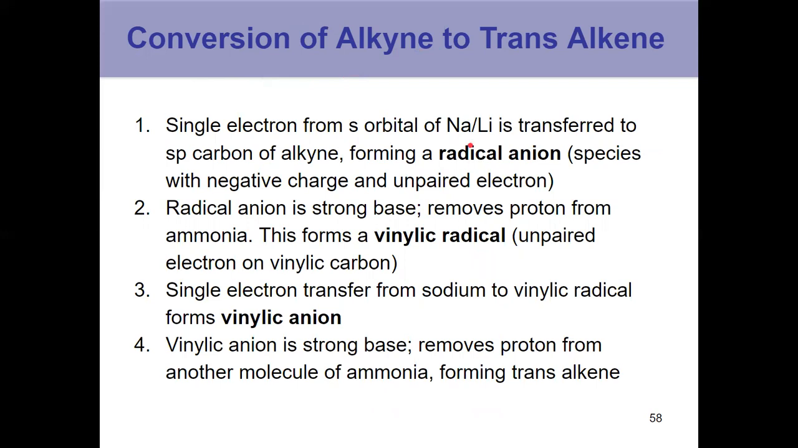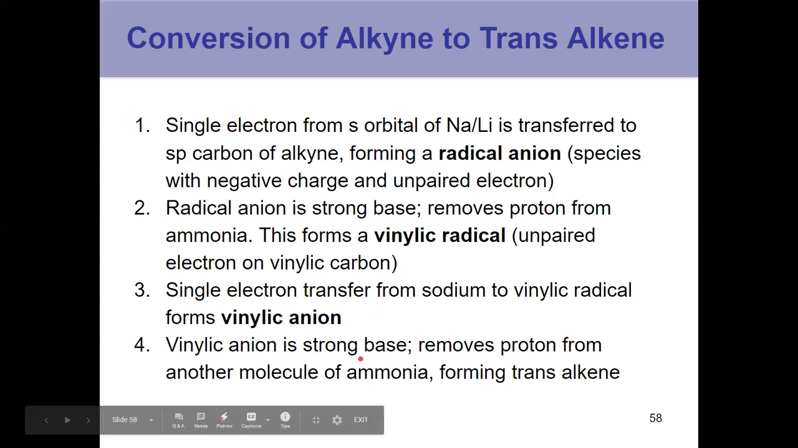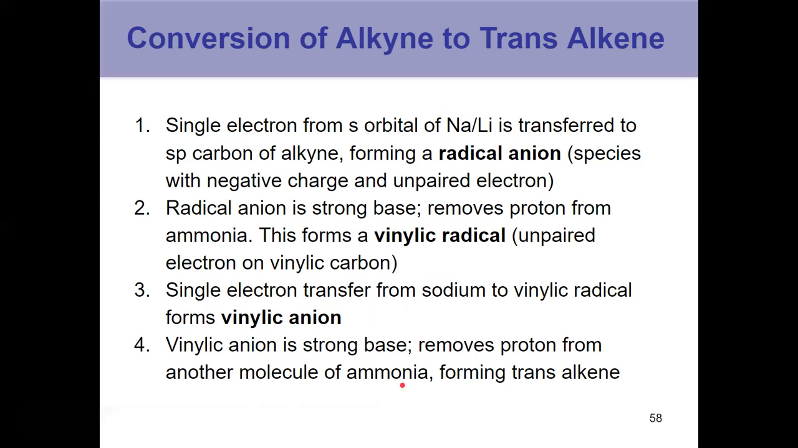Radical means it has a single unpaired electron. Anion means a negative charge. That's a strong base, so it pulls a proton off of ammonia. Now you see why the liquid ammonia is necessary. That makes a vinylic radical. Then we transfer the electron from sodium to the vinylic radical to form a vinylic anion, which pulls a proton off of a different ammonia molecule and forms a trans alkene.